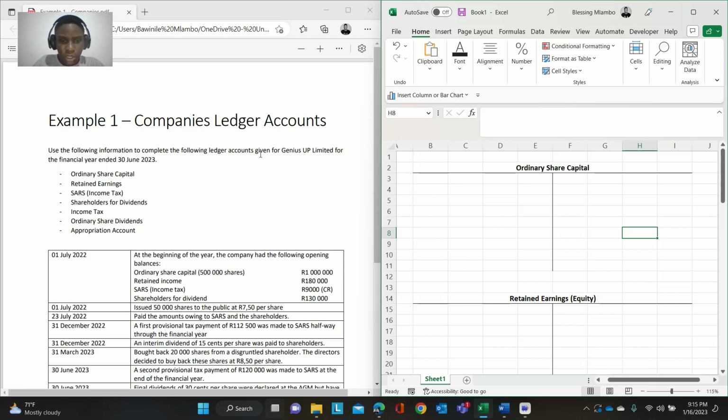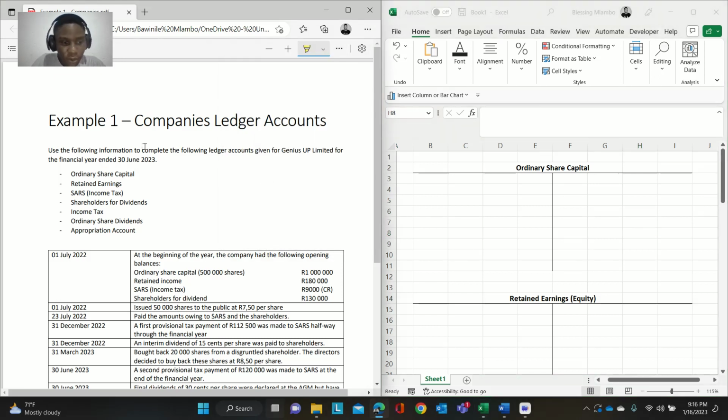So we're just going to read through this example, and then they say you must prepare the ordinary share capital, retained earnings. So these are all the ledger accounts we spoke about previously. Now we're going to be applying that knowledge in preparing these T accounts. So let's read this example.